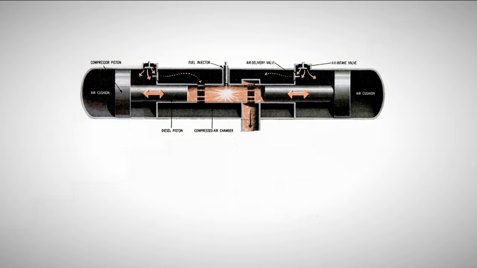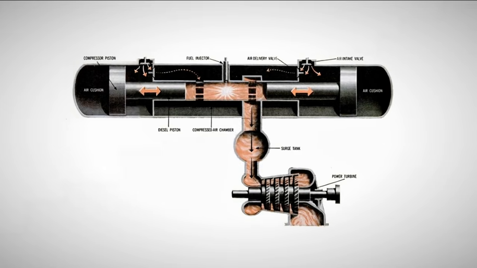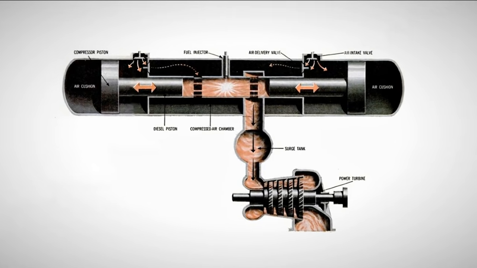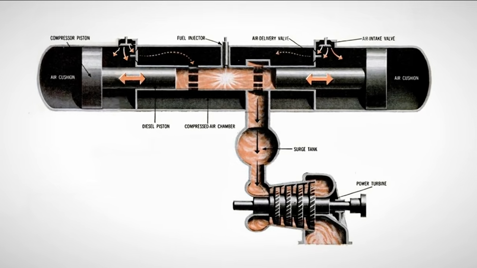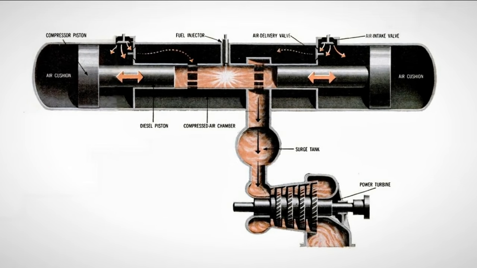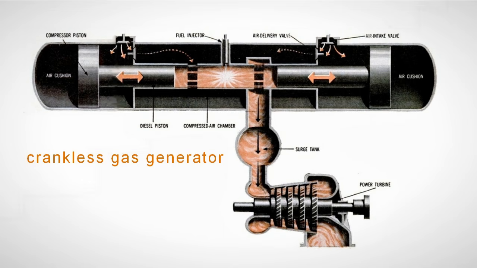Another way to extract power from a free-piston engine was to use the pressure of its exhaust gases to rotate a turbine. In this combination, it was no longer a drive motor, but a power generator, part of a combined turbo-piston engine. A free-piston gas generator was also called a crankless gas generator.